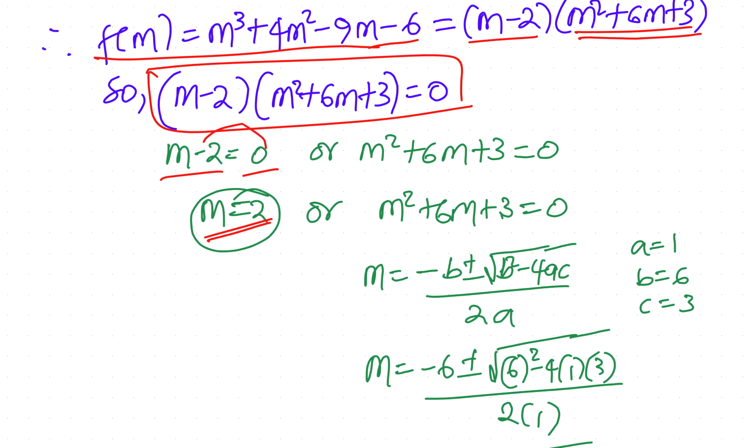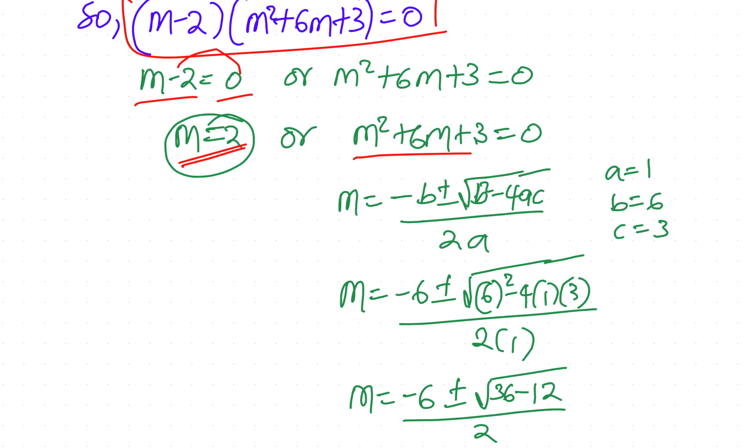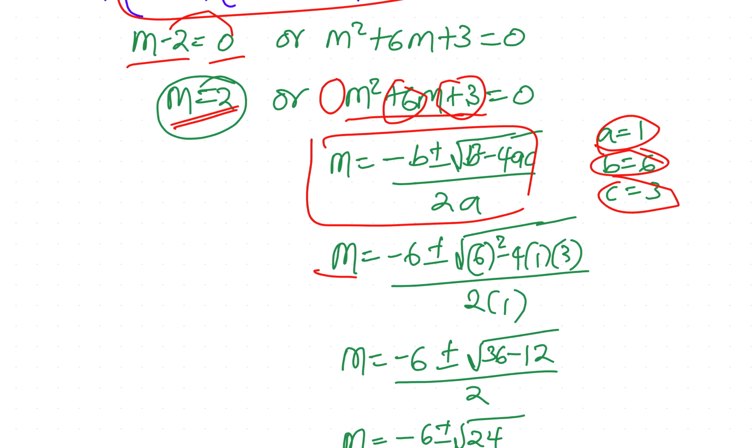Since this is not factorizable, we can use the so-called almighty formula. I don't know what is almighty about the formula, but that's what they call it. I would rather call it the quadratic formula. It tells you that m is equal to minus b plus or minus square root of b squared minus 4ac, all over 2a, where a is the coefficient of m squared, b is the coefficient of m, that's plus 6, and c is the constant, plus 3. So m is equal to minus 6, plus or minus square root of 6 squared minus 4 into 1 into 3, all divided by 2 times 1.